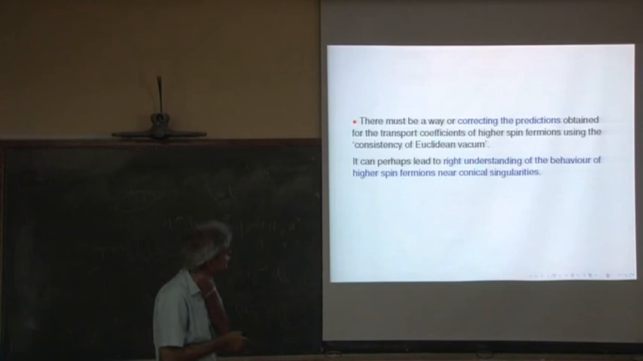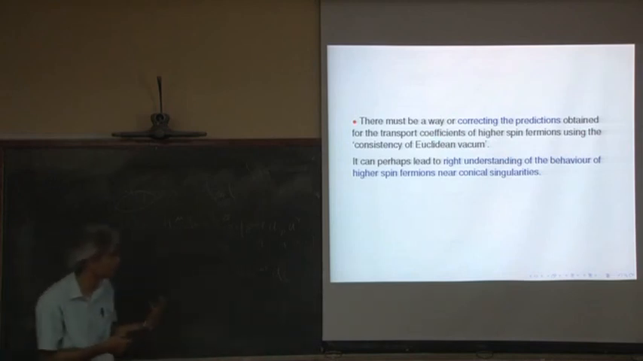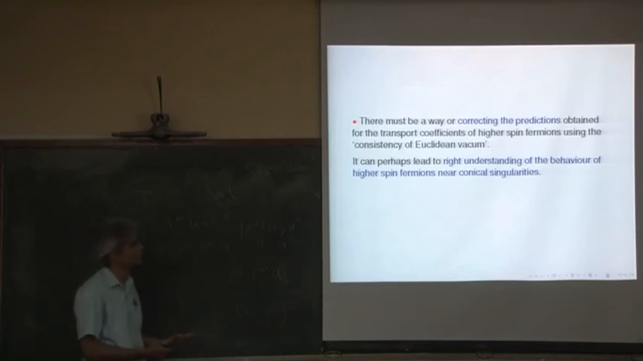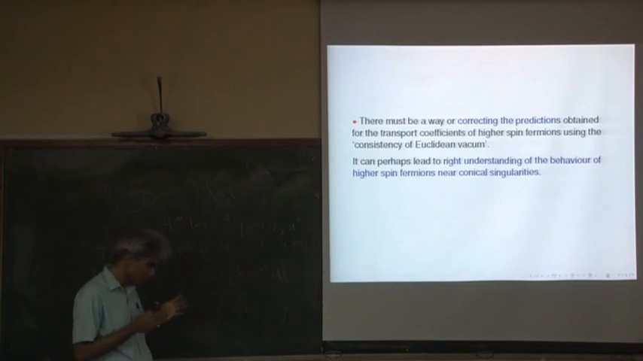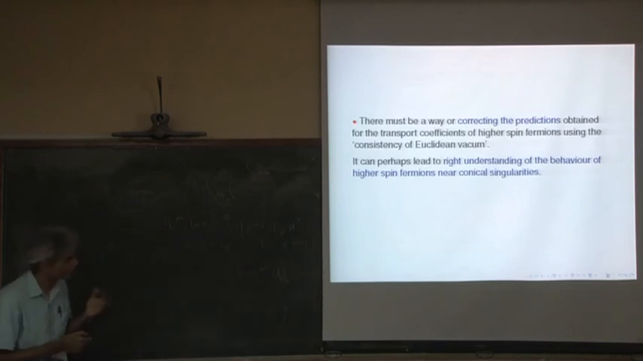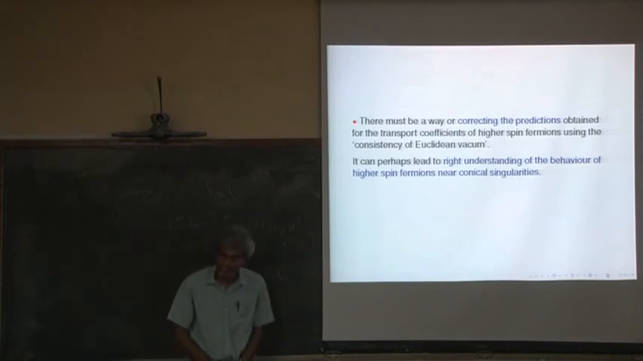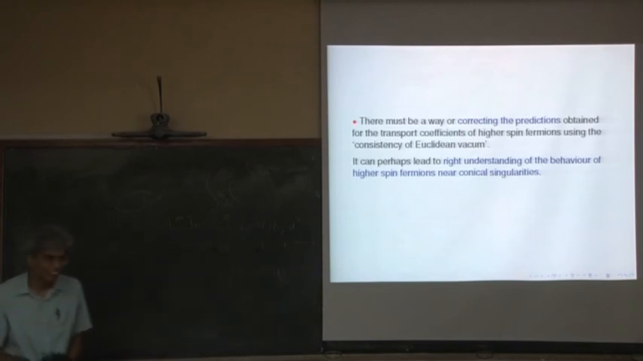And there must be a way of correcting. So this is very open-ended, but there must be a way of correcting the predictions which are seen from this Euclidean consistency argument. Because of this conical defect, maybe there is some sort of correction we can do so that the answers work out, and it might lead to a better understanding of the behavior as control. That's all I have to say.